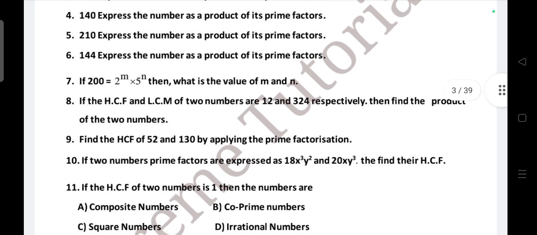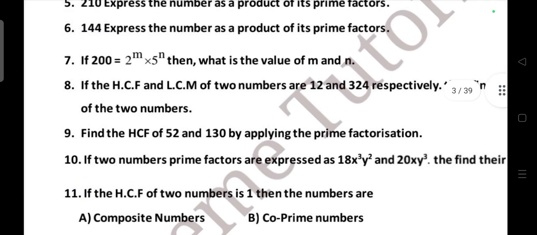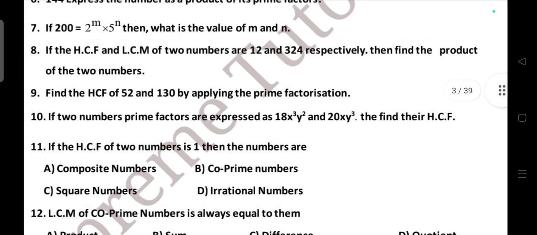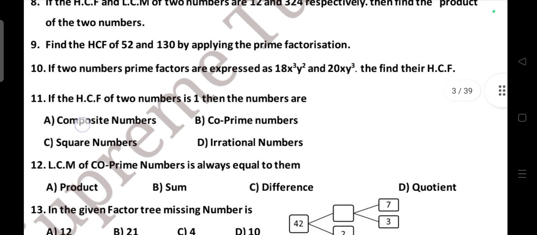Next, the 7th one, from 1 to 6 are the same questions. So practice those questions. Then, if 200 is equal to 2 to the power of m into 5 to the power of n, then what is the value of m and n? This type of question they may ask. Next, if the HCF and LCM of two numbers are 12 and 324 respectively, then find the product of the two numbers. Then find the HCF of 52 and 130.